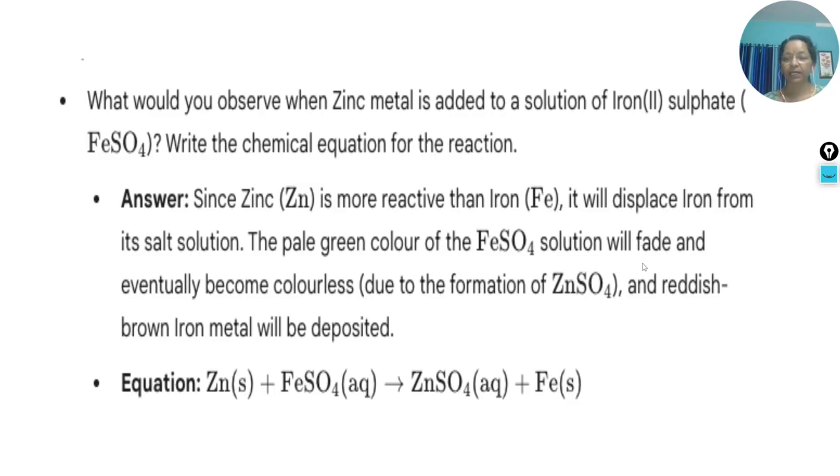Here it is given as reddish brown, but that is actually not correct. You can cut that. The answer is not reddish brown. It is silverish gray. Silverish gray deposit you can find. Now the equation is given here: zinc plus FeSO4 gives zinc sulfate plus Fe. Mention the physical states as well.